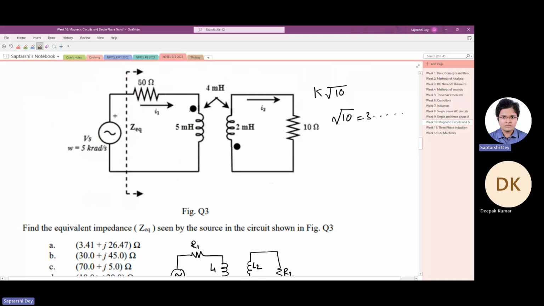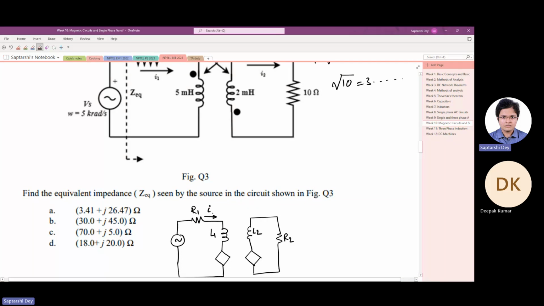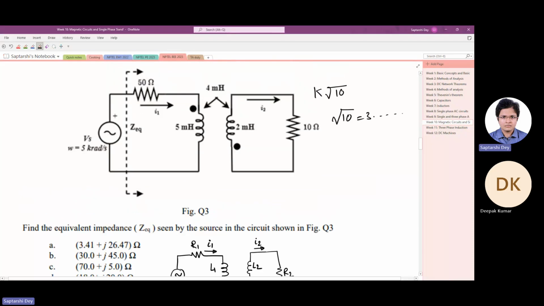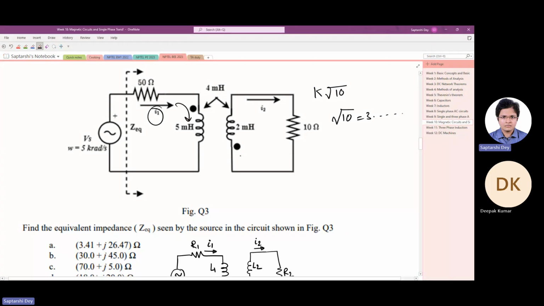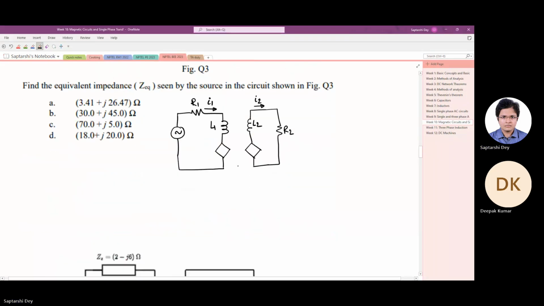You see the dots are present here and here. So, oh, they have already given I1, I2 like this. Okay. So, I put I1 in this way, I2 in this way. And there is a dot here. So definitely if I2 is going to the dot, I1, this I1 is going to the dot of 5 millihenry, that will create a positive voltage on the dot of the 2 millihenry. So it will be like this.